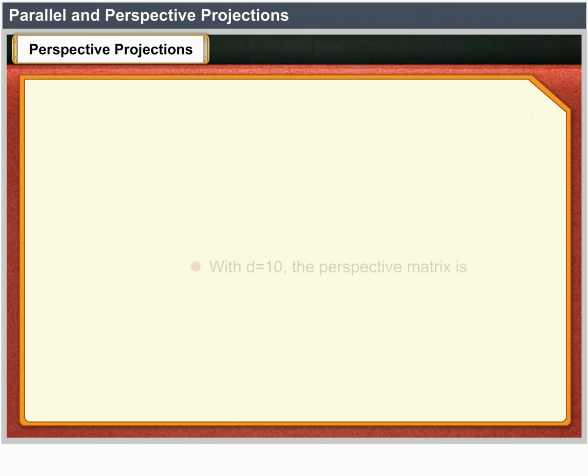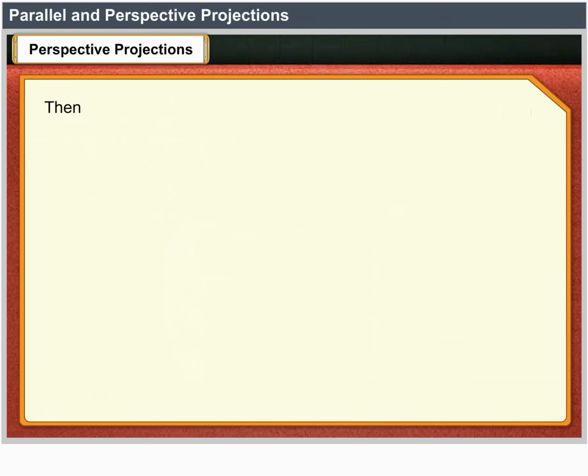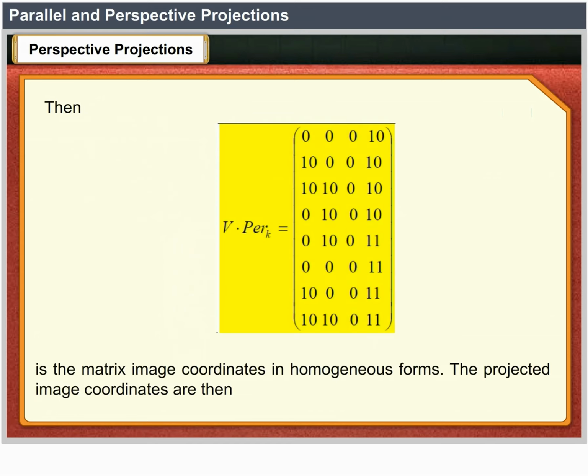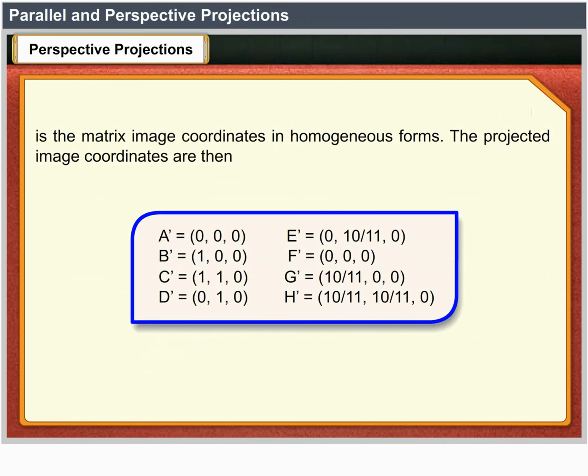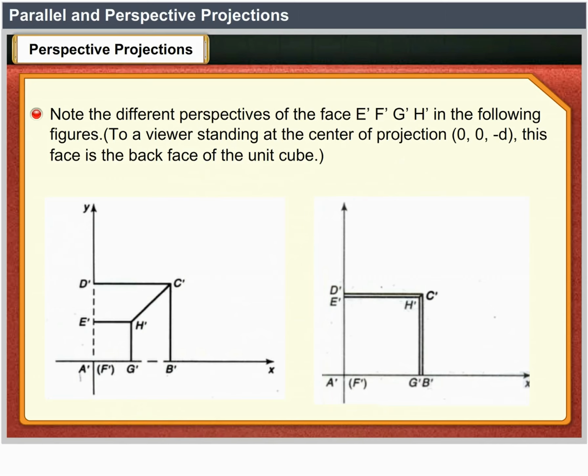With d equals 10, the perspective matrix is as shown below. Then, V and the perspective matrix result as shown. This is the matrix of image coordinates in homogeneous form. The projected image coordinates are then as shown below. Note the different perspectives of the face E', F', G', H' in the following figures. To a viewer standing at the center of projection 0, 0, minus d, this face is the back face of the unit cube.